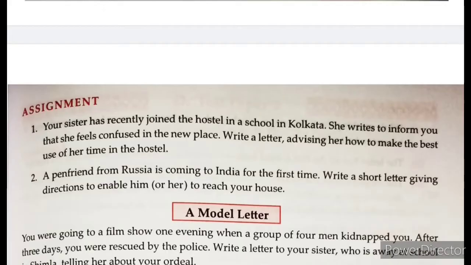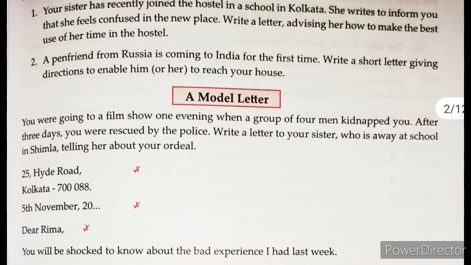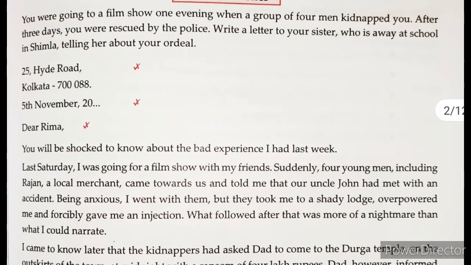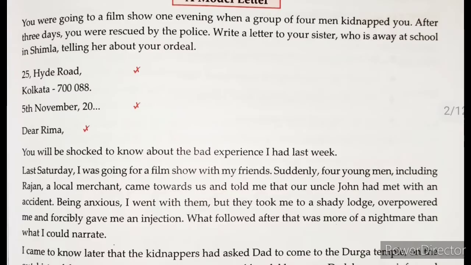So I will be coming to the assignments afterwards. First let me explain a model letter. So here you see the model letter. You are going to a film show one evening when a group of 4 men kidnapped you. After 3 days, you were rescued by the police.